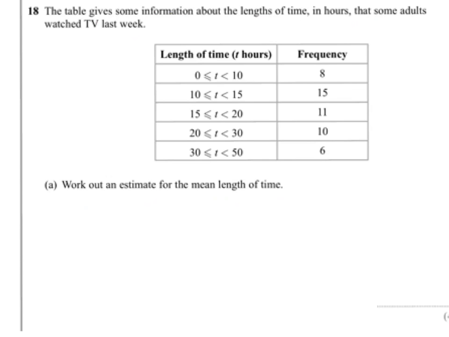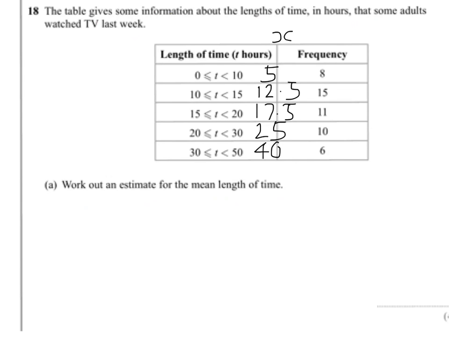So I'm going to put the midpoints in first of the intervals. In fact, the intervals are different, so you have to be careful. You can add the two numbers together and divide by 2 to get the midpoint. 20 to 30 will be 25, and 30 to 50 will be 40. So those are the midpoints, and now what we do is we multiply our midpoints.